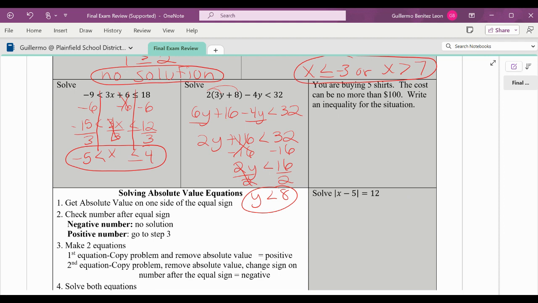Next one is just writing an inequality. You are buying 5 shirts. The cost can be no more than $100. Write an inequality for the situation. So you're buying 5 shirts, so 5x. No more than 100. So you want to spend like $90, $95, $99. So you want to be less than 100. But you're also okay if you spend exactly 100, so with a bar. That's it. You don't need to solve it, just write the inequality.